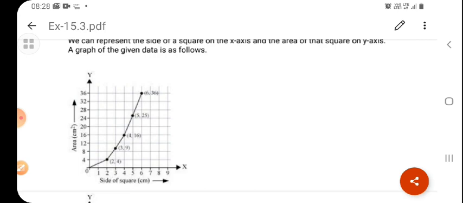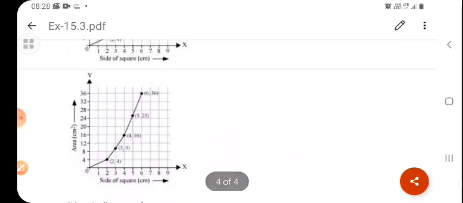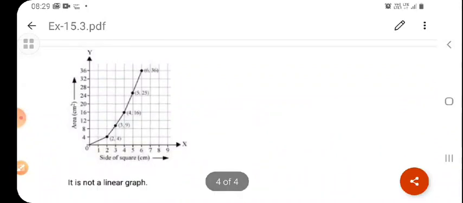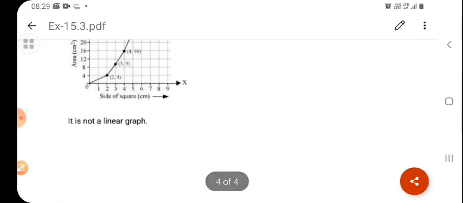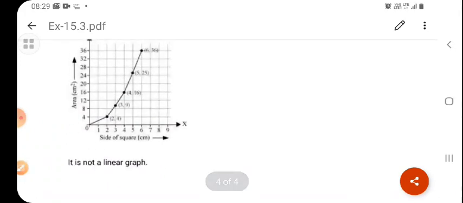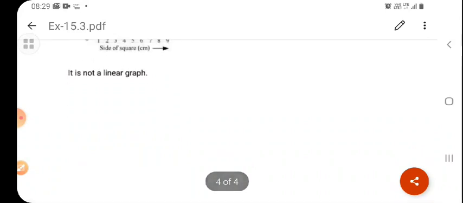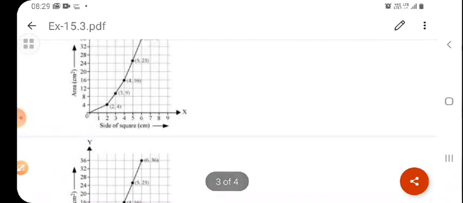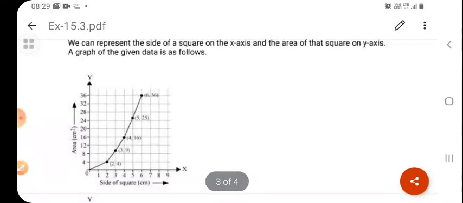Side of square we have taken on the x-axis, and the area of the square in centimeter square we have taken on the y-axis. So it is 2, 4; 3, 9; 4, 16; 5, 25 and 6, 36. It is not a linear graph, okay, so it is not growing linearly. This is the second question's last part. It is not a linear graph, you can see it is varying, not growing uniformly.